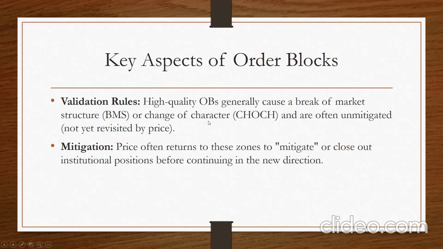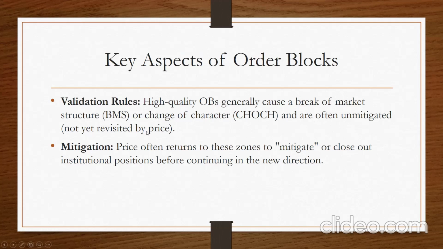Okay, or there will be a change of character. There will be a change of character. Okay, well, I think I will explain this better to you, and then are often unmitigated. That means that price has not visited them yet. So for high quality order blocks, we want to expect that it has broken market structure or it has caused a change in character, and that market has not visited the zone. That's a high quality order block.